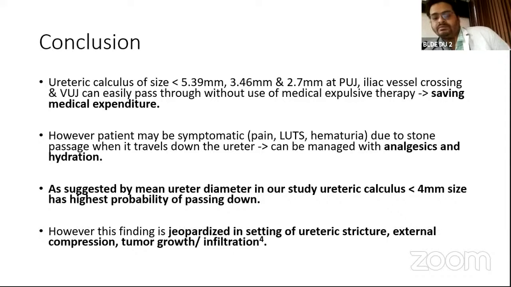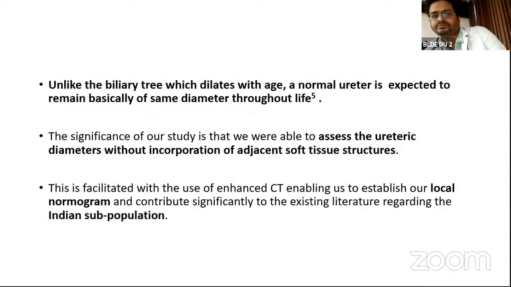As suggested by the mean ureter diameter in our study, the ureteric calculus less than 4 mm size has the highest probability of passing down. However, this finding can be jeopardized in the setting of any ureteric stricture, external compression over the ureter, or tumor infiltration, or growth compressing over the ureter.